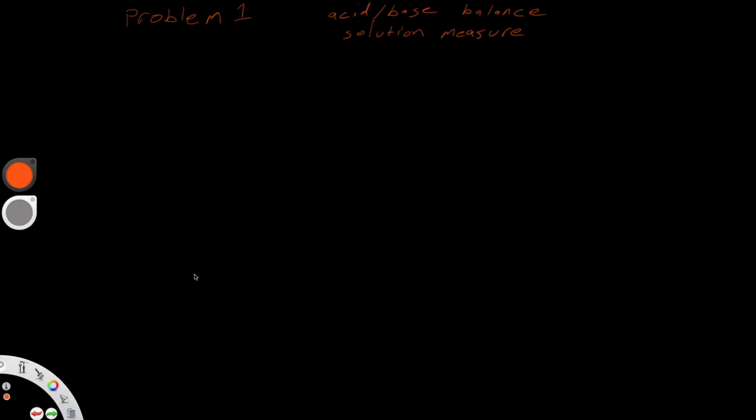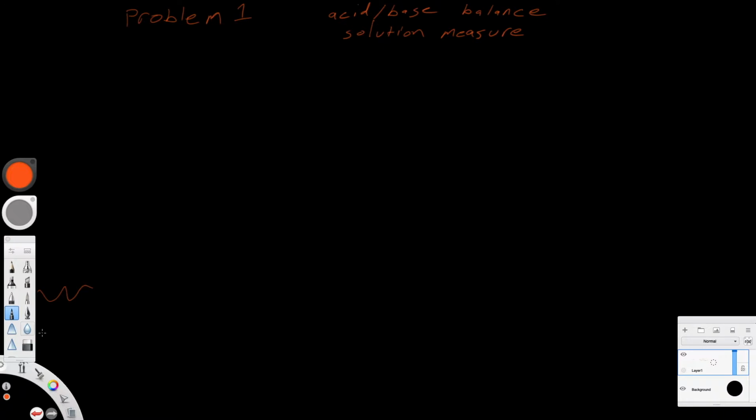So our first problem, actually, wish I would have wrote the problem out already. Oh, there it is. Okay, sorry. So the first problem, that's pretty common. It's going to be some kind of measuring out of a solution, how to dilute a solution, prepare a solution, or balance a solution, something like that.